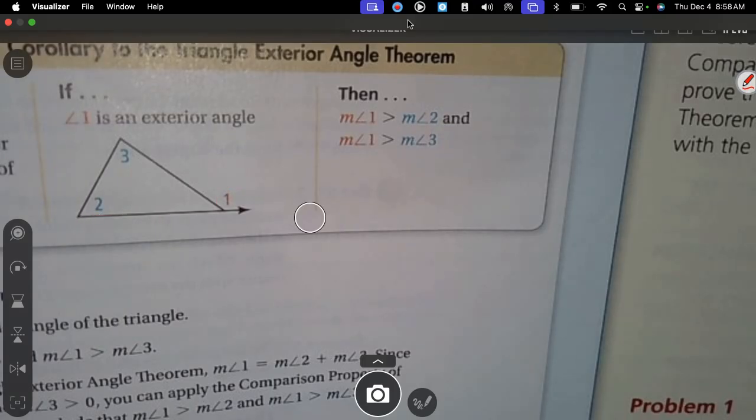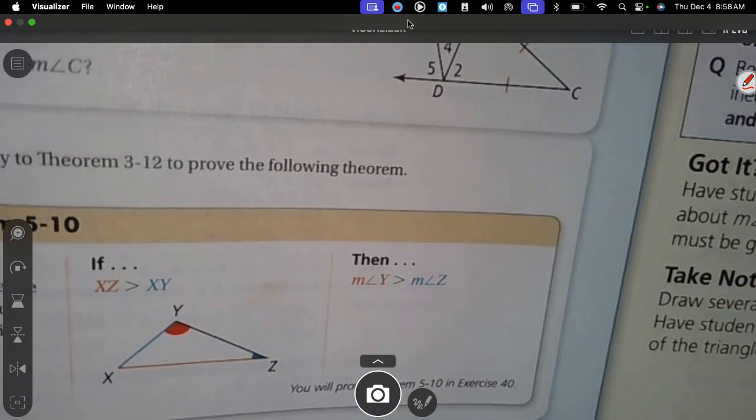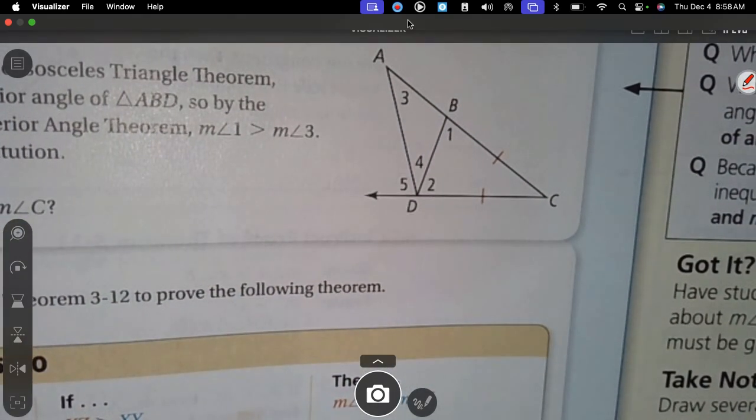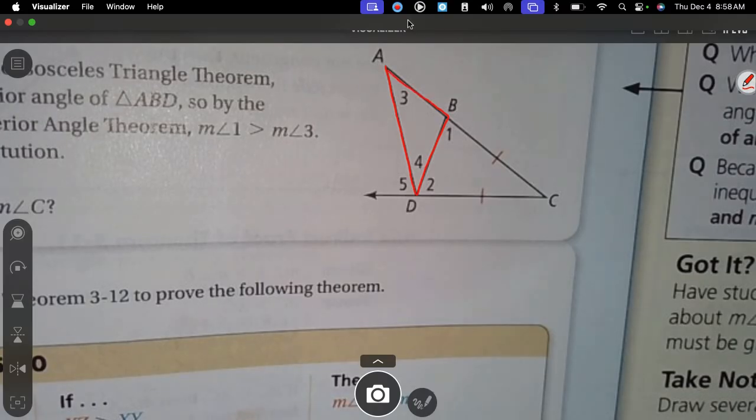Now, let's go back to this picture that I was showing y'all. And it's talking about angle 3 and 2. But let's draw the triangle. Here's the triangle. Now, let's find the straight line that makes an exterior angle. Does that one have an exterior angle? No. Okay, so that straight line doesn't work. Does that one have an exterior angle? It does. Okay, 1 is the exterior angle.